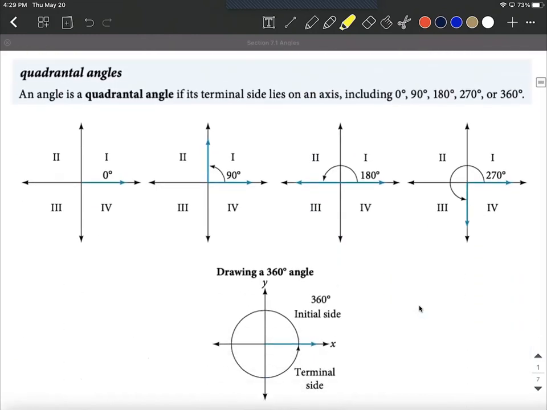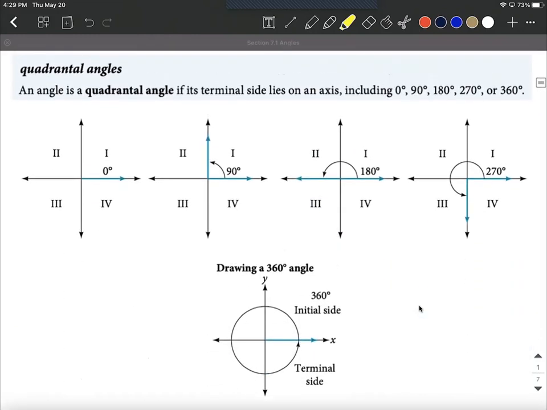Okay, the next thing is quadrantal angles. Quadrantal angles are where the angles land on the x or y axis that separates the quadrants. So we have 0 degrees, that'll be our first quadrantal angle. Say you started heading off on the right-hand side with your initial side, out the x-axis in the positive direction, and then you didn't rotate up or down, you just left your terminal side in the exact same place. That would be 0 degrees. Not very interesting.